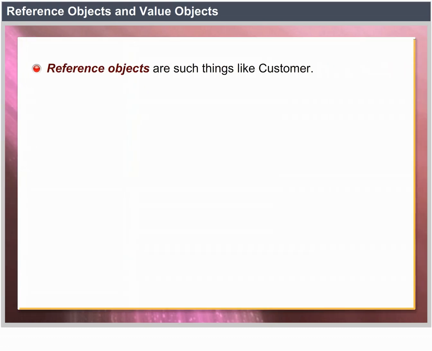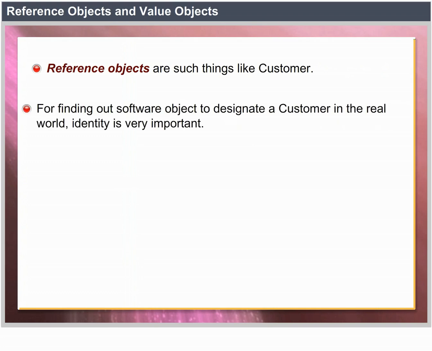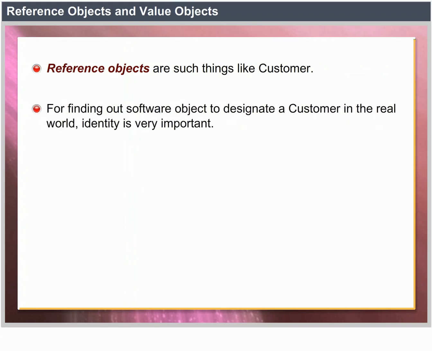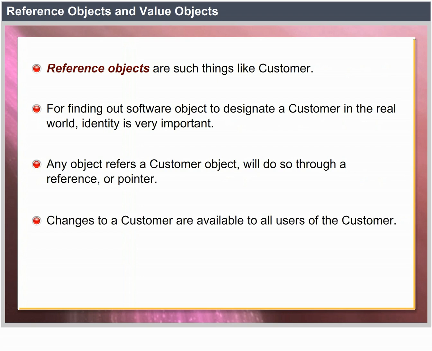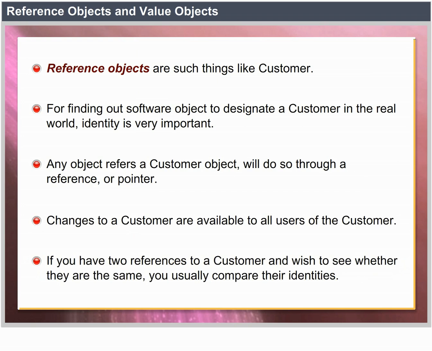Reference objects are such things as customer. For finding the software object that designates a customer in the real world, identity is very important. Any object that refers to a customer object will do so through a reference or pointer. Changes to a customer are available to all users of the customer. If you have two references to a customer and wish to see whether they are the same, you usually compare their identities.